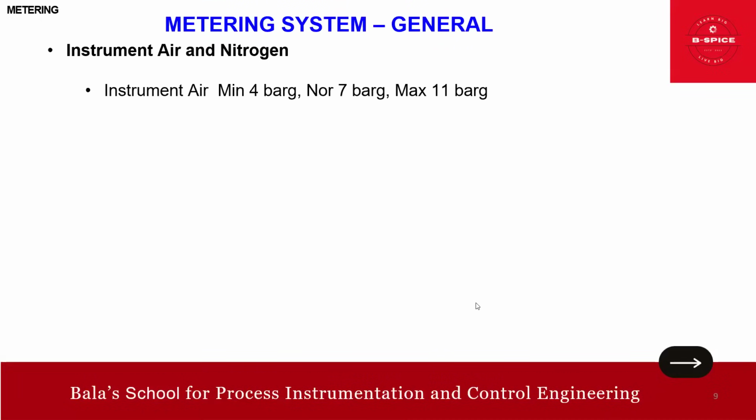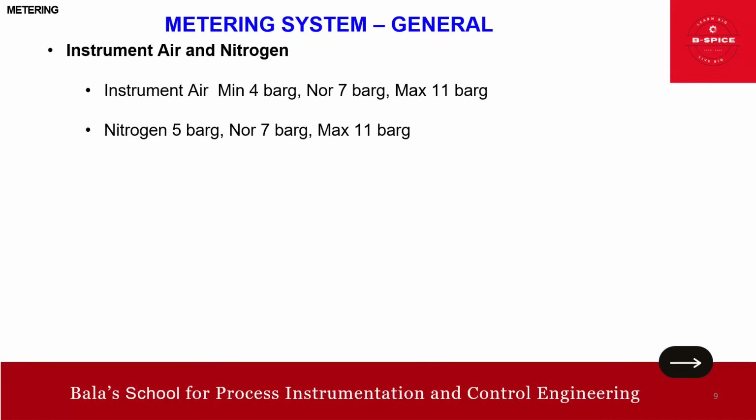Now, instrument air and nitrogen. Instrument air minimum 4 bar, normal 7 bar, maximum 11 bar. If it is nitrogen, then 5 bar is a minimum, normal 7 bar and maximum 11 bar G. So these are some of the basic things, friends, as far as the general section.